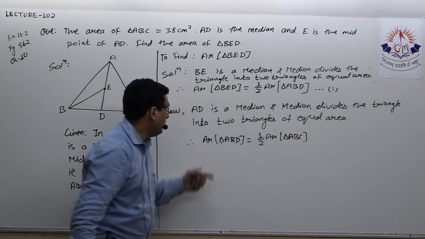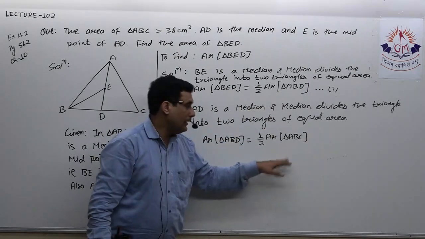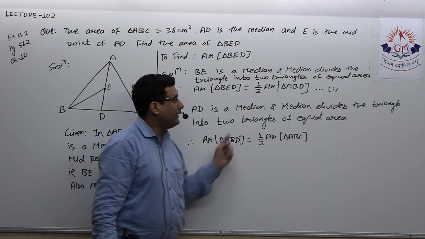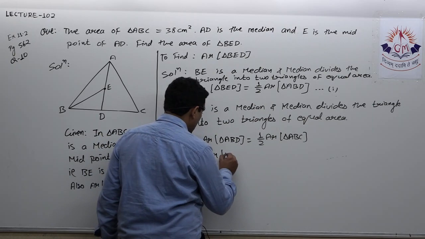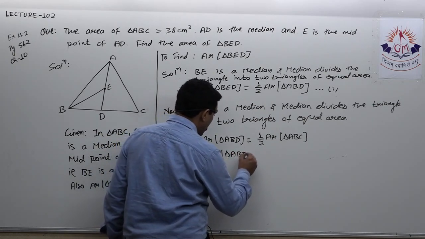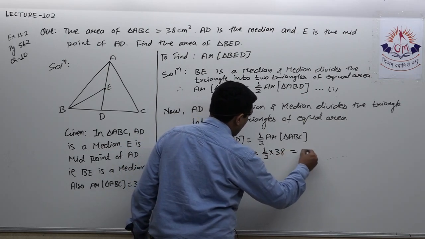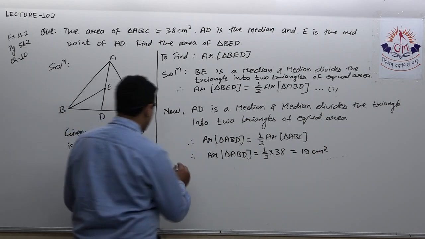Now, two things can be done. First, I put the value of ABC directly over here, or I put the value of ABC here, get the value of ABD and then replace it over here. I'm doing the first. I'll put the value of area triangle ABC directly over here. So this gives me 19 centimeter square, because it is given 38.